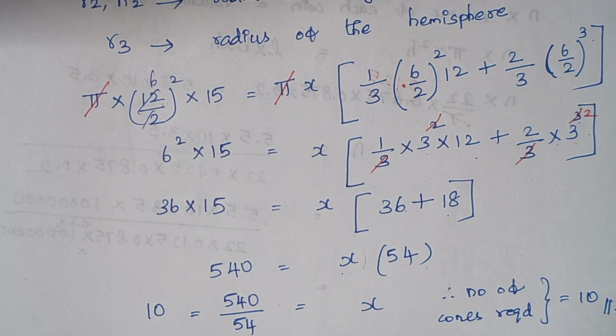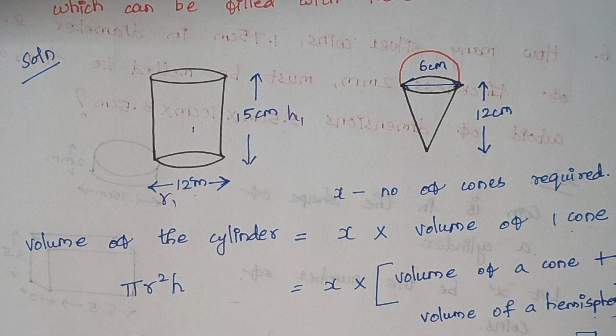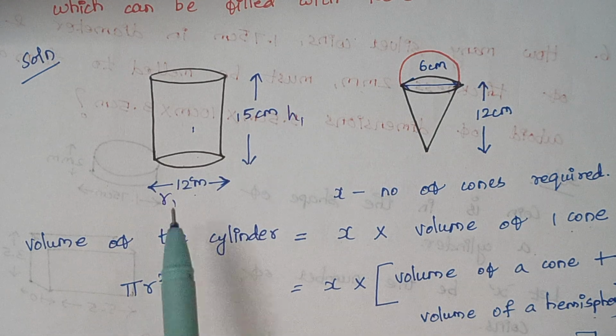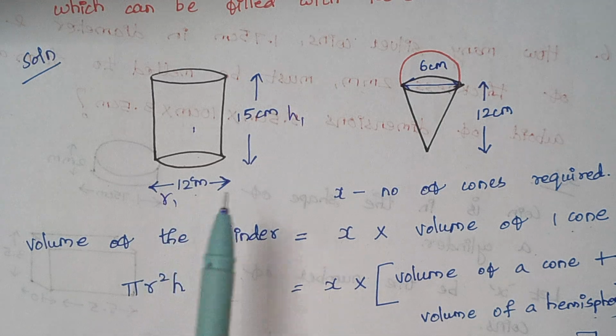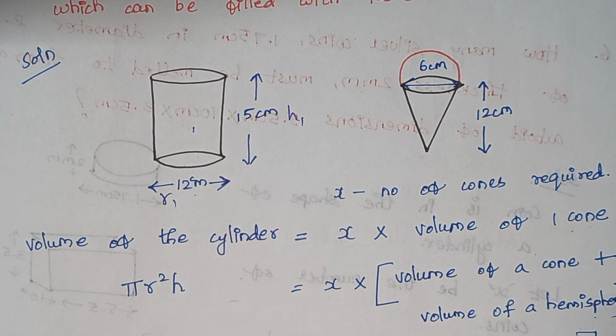So we need 10 cones to completely fill the ice cream which is in the cylinder. So we need 10 cones to empty the ice cream which is present in the cylinder.